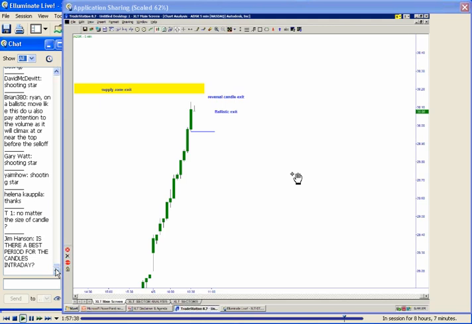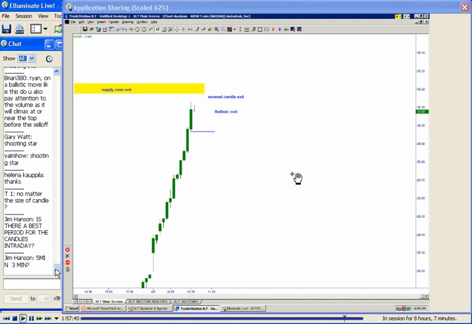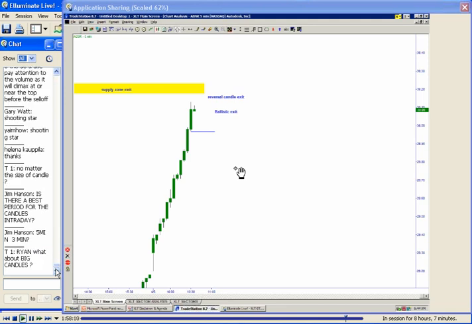Jim's asking, is there a best period for the candles intraday? 5 or 3 minute. I personally prefer the 5 minute. I like setting up the actual levels on the 15 minute, getting the supply and demand zones on the 15 minute, but I'll go into a 5 minute candlestick to actually set it up. On occasion, I will use a 2 minute, but that's just if I get something that's a very small basing pattern, like on a 5. I'll go in on a 2 minute just to really pinpoint the price. But that's fairly rare. I'm typically using a 5 minute.